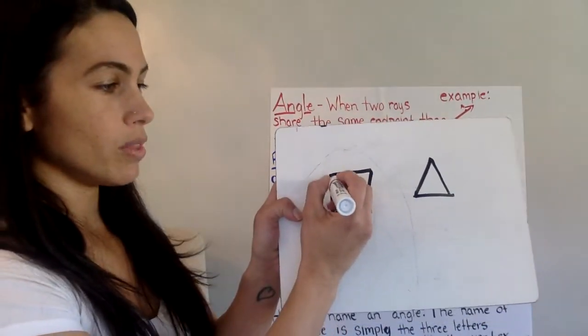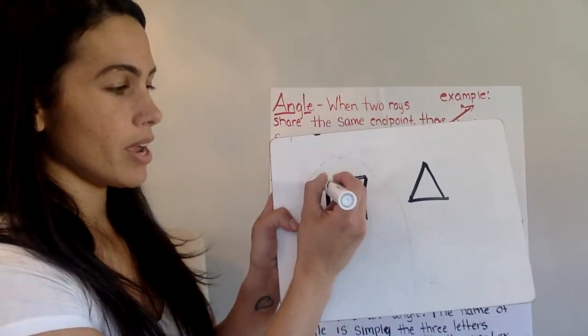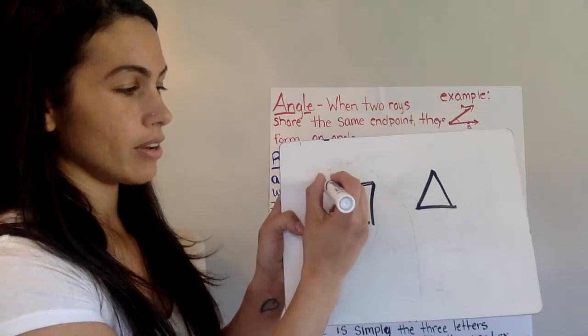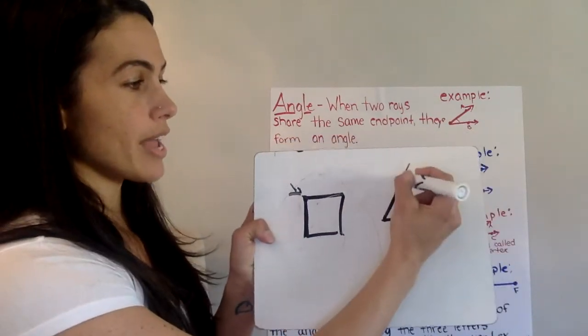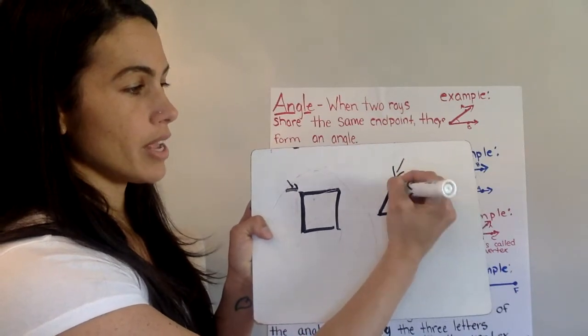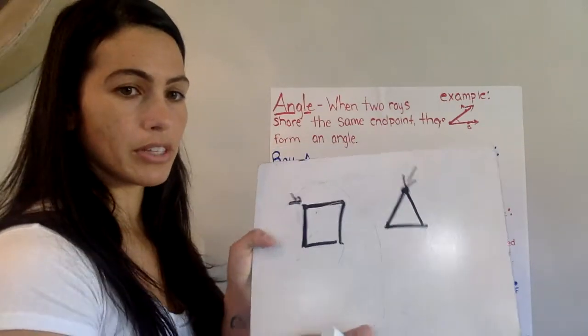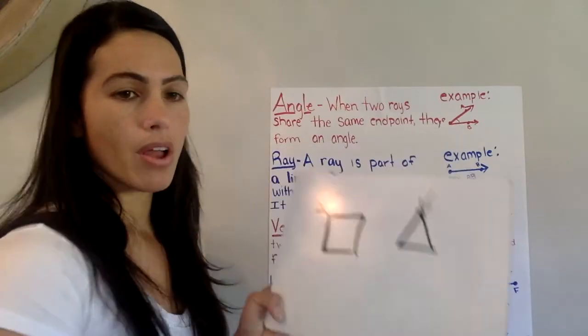When these two lines meet right here, that is an angle. So a square has four angles. On a triangle, right here is an angle because the two lines are meeting. So triangle has three.